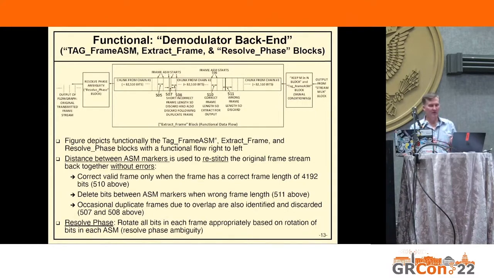And basically what I do there is I look at the bits in the ASM of the frame, looking for the rotation. There will be 4 possible patterns there due to the QPSK ambiguity. And then I rotate the bits in the data field of the frame as required to match the ASM rotation. So everything coming out now should be the original frame stream that was transmitted: no duplicate bits, no duplicate frames, no errors in the bits.